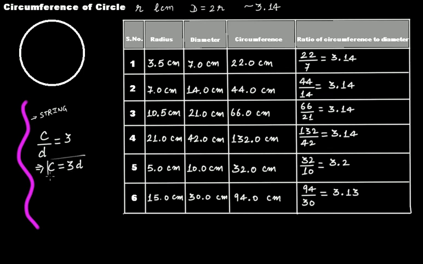Now, this ratio of circumference to diameter, 3.14, 3.14, 3.14, is known as pi. And we denote it in this way.